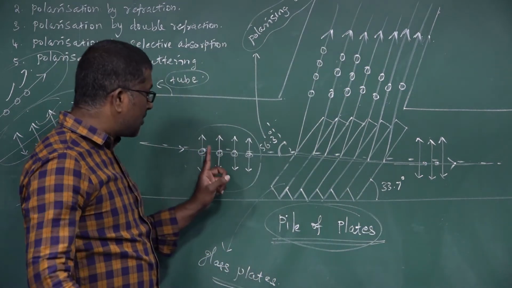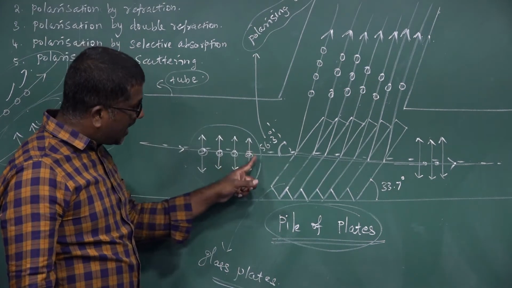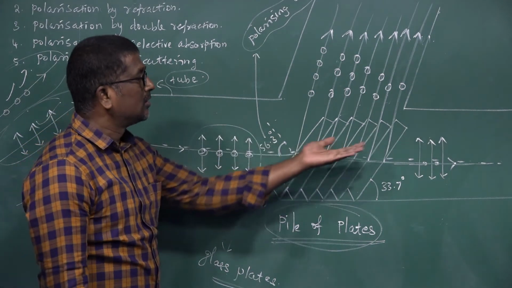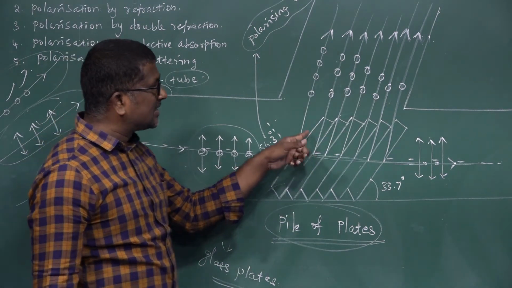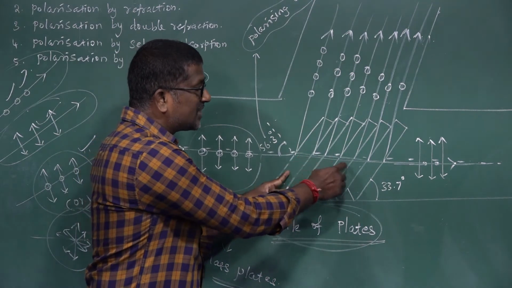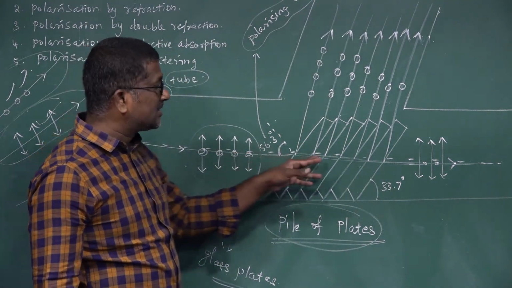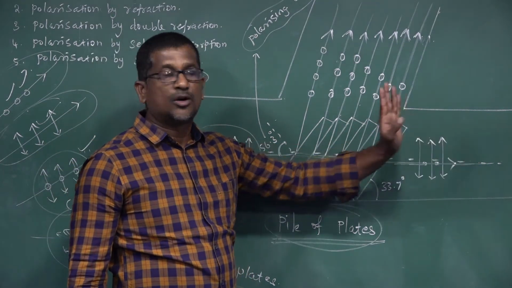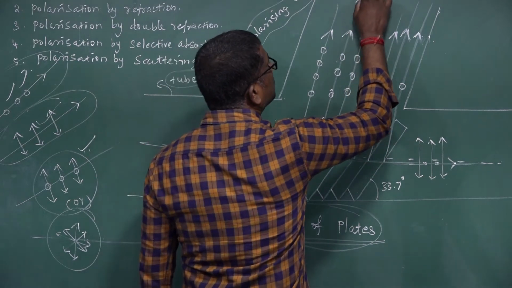Understand? When unpolarized light passes exactly along the axis of the tube and is made to fall on the glass plates, the vibration perpendicular to the plane of incidence gets reflected from each surface of the glass plate, whereas the vibration parallel to the plane of incidence is transmitted out. Here this reflected beam is completely plane polarized.